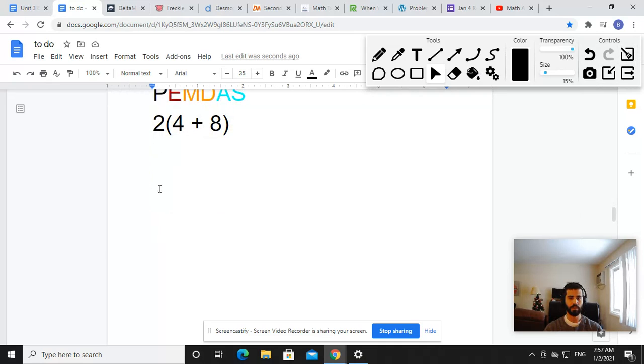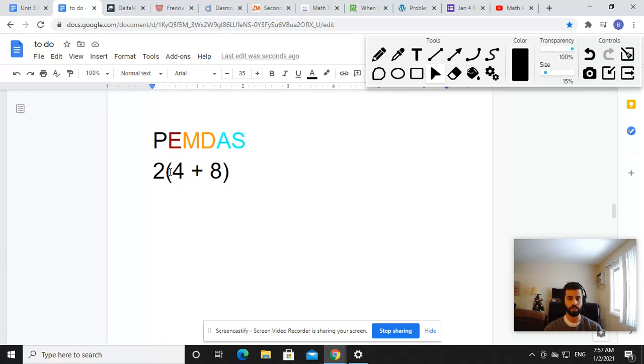Now we have 2 times, in parentheses, 4 plus 8, end parentheses. So parentheses is the very first thing, so we're going to only look at what's in here. 4 plus 8, we'll do that, and that makes 12. And now we just have multiplication. By the way, having something in parentheses right next to a number that's not in parentheses, that always means multiplication, but sometimes we don't write the sign. It's 24.